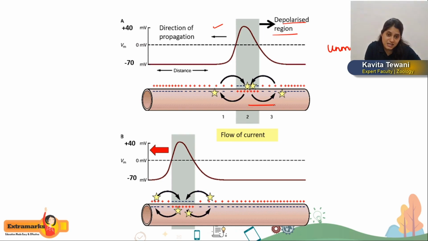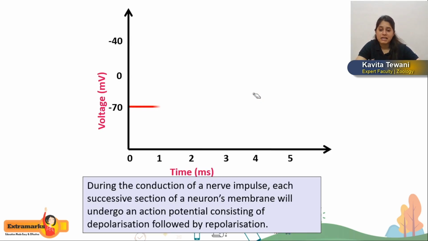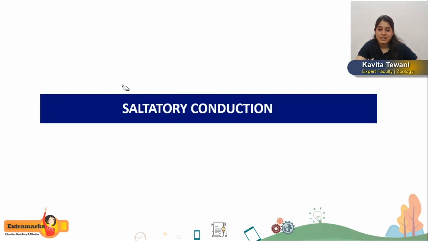Inside the nerve, the impulse is going from positive to negative. If you see over here, from positive to negative, that's how this arrow has been shown. So this is how nerve impulses get transmitted in unmyelinated neurons. Ma'am, what about myelinated? Okay, so in myelinated, if you want to understand that, you have to go through this diagram with me.